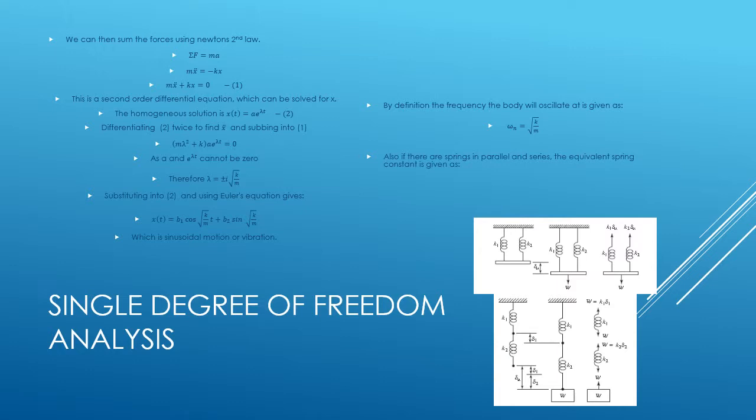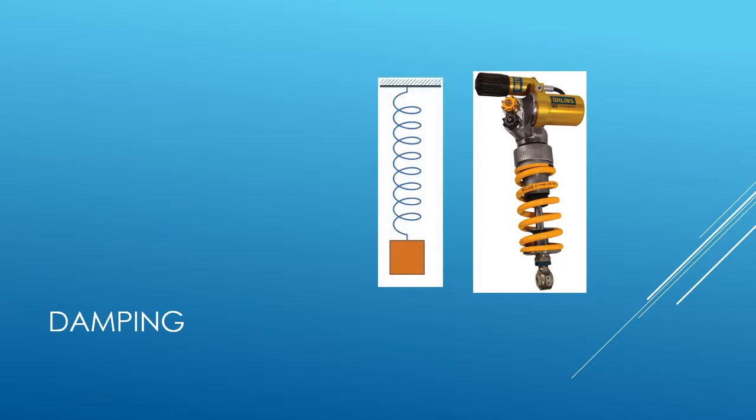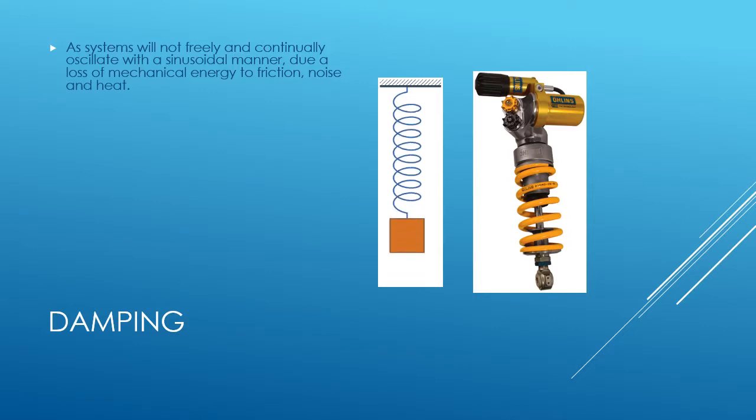By definition, the natural frequency at which the body will oscillate is given as the square root of the spring constant divided by the mass. If there is more than one spring arranged in either parallel or series, the equivalent spring constant can be figured out. For parallel, we've just got the sum of the two spring constants, and in series we've got 1 over the equivalent equal to 1 over the first plus 1 over the second. These can be seen in the pictures below.